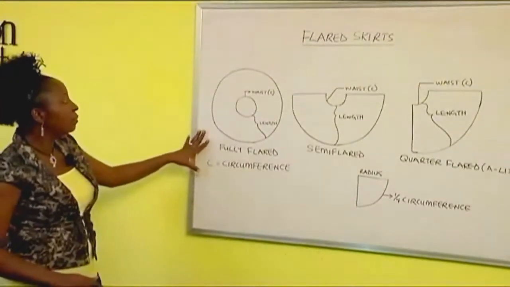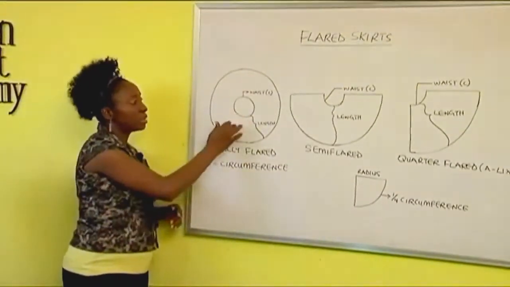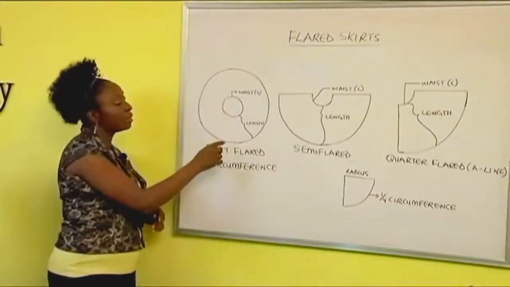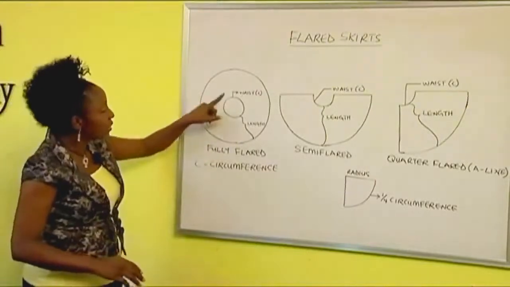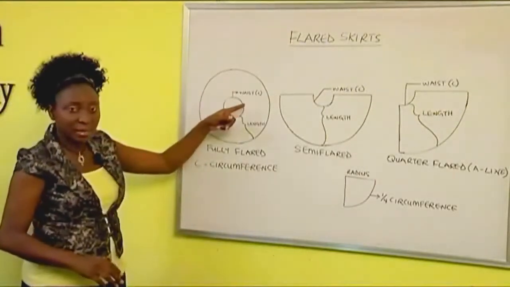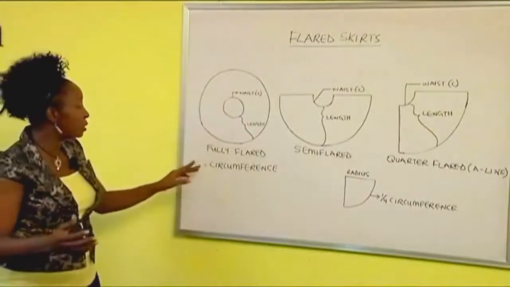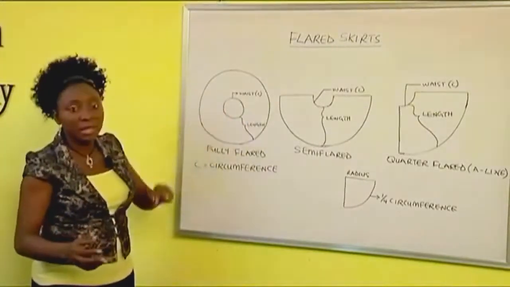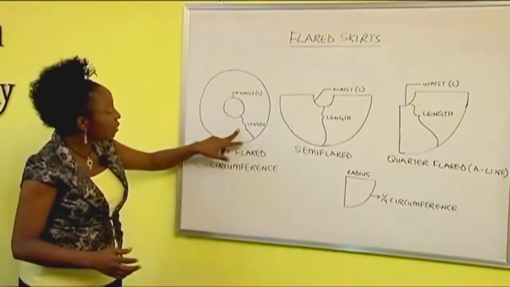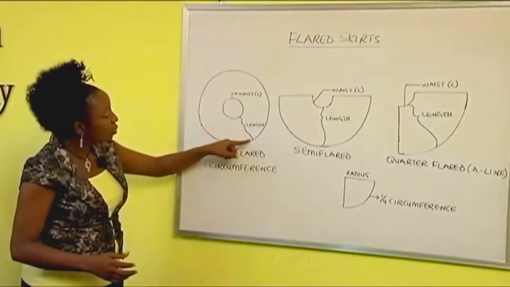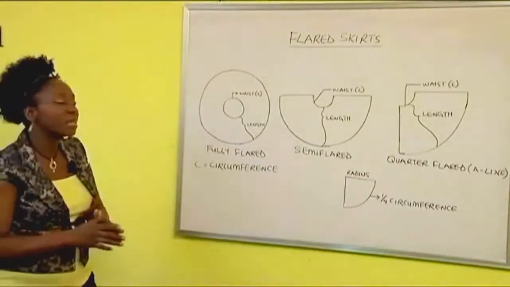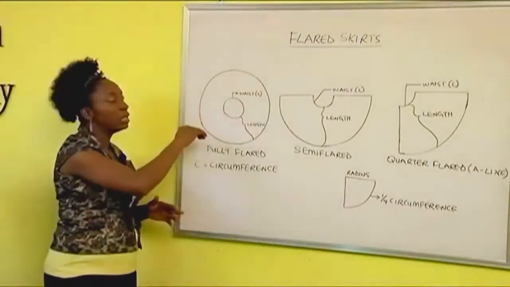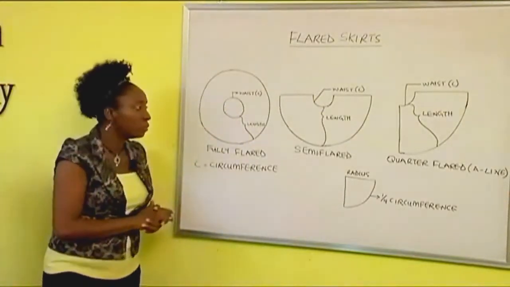As you can see, it's made up of two circles, an inner circle and an outer circle. This inner circle represents the waist, which mathematically is called the circumference. That's what the C is for. Then the length is here, in between the two circles. The fully flared skirt is made up of a full circle with an internal circle.